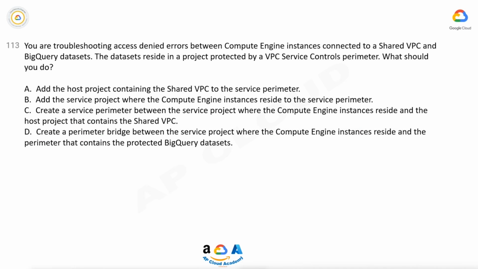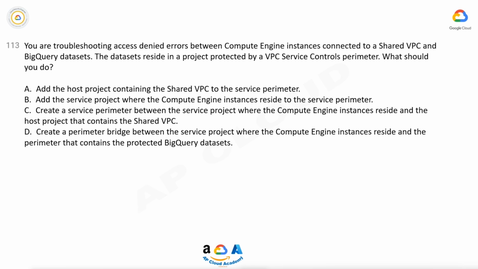113. You are troubleshooting access denied errors between Compute Engine instances connected to a shared VPC and BigQuery datasets. The datasets reside in a project protected by a VPC Service Controls perimeter. What should you do? A. Add the host project containing the shared VPC to the service perimeter.